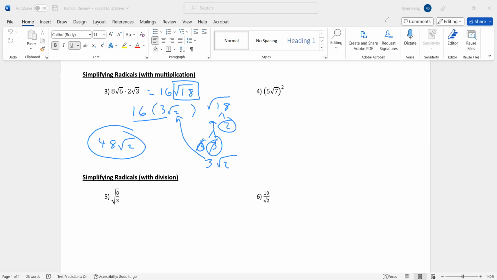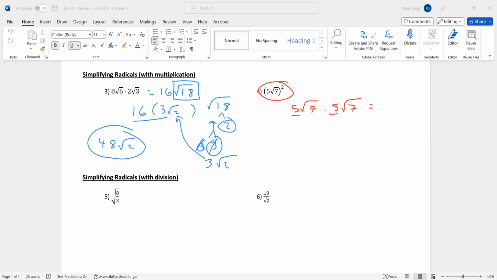One that you see a lot is number 4, where you will have to square something with a radical. So 5 radical 7 squared is 5 radical 7 times 5 radical 7. If you just go straight to your calculator and type that in, you're probably going to get it wrong. If you want to try it, go ahead. A lot of people will get 35 there, which is incorrect. And I can show you why. If you're interested, let me know.